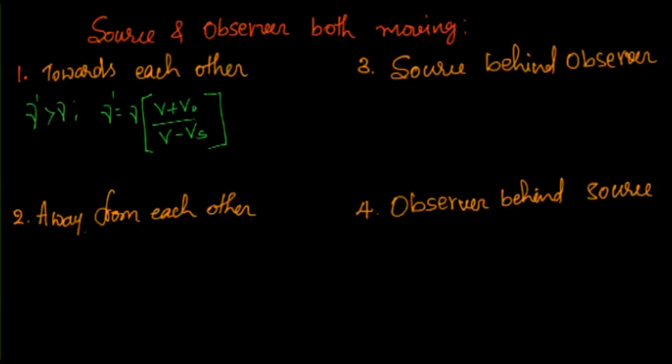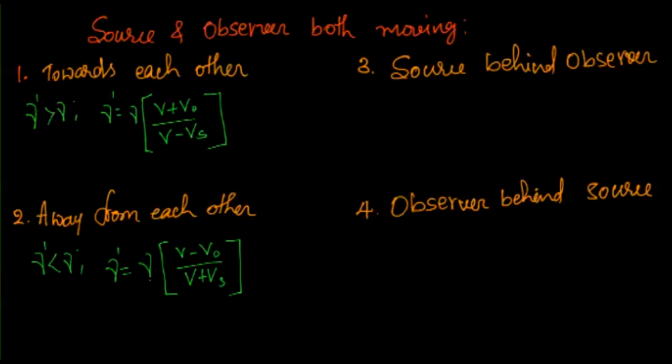Next is when source and observer are moving away from each other. When they are moving away from each other, the apparent wavelength will be increased, or nu prime is decreased compared to the original value of the frequency. So I can write nu prime equals nu into (V minus V naught) divided by (V plus Vs). This is in the case of the source and observer moving away from each other. In that case, the frequency heard will be smaller than the actual frequency produced by the source.